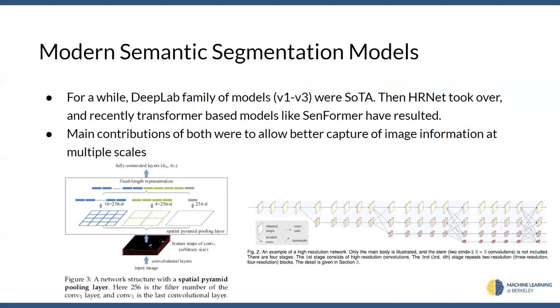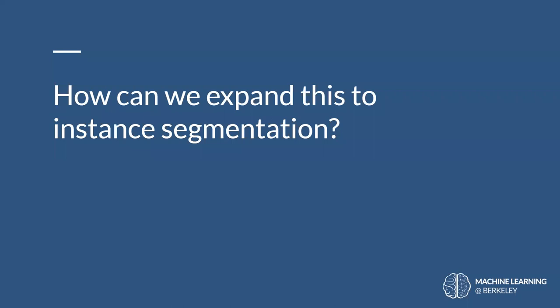So modern segmentation models are essentially a lot of continuations of UNet, with similar approaches. For a while the DeepLab family of models was state of the art, then HRNets took over, and recently transformer-based models like SegFormer have emerged. The main contributions of these were essentially different methods to better capture image information at multiple scales. If you want to look at these charts later, you can check them out. But essentially, they use different sets of connections, different rates of downsampling, and different approaches like that.